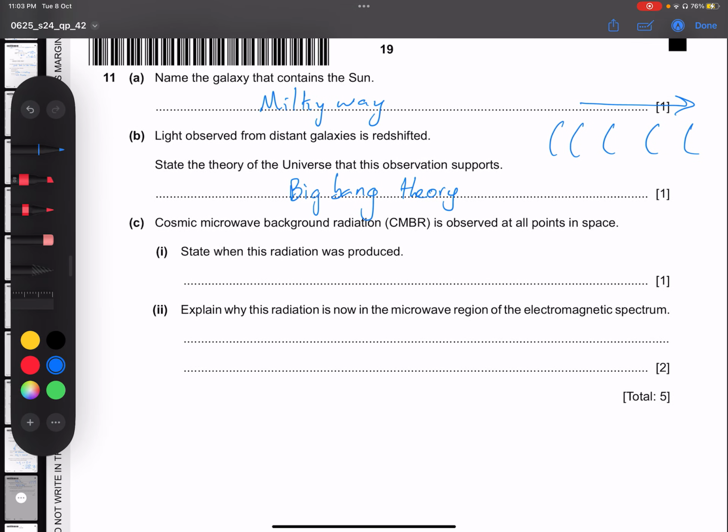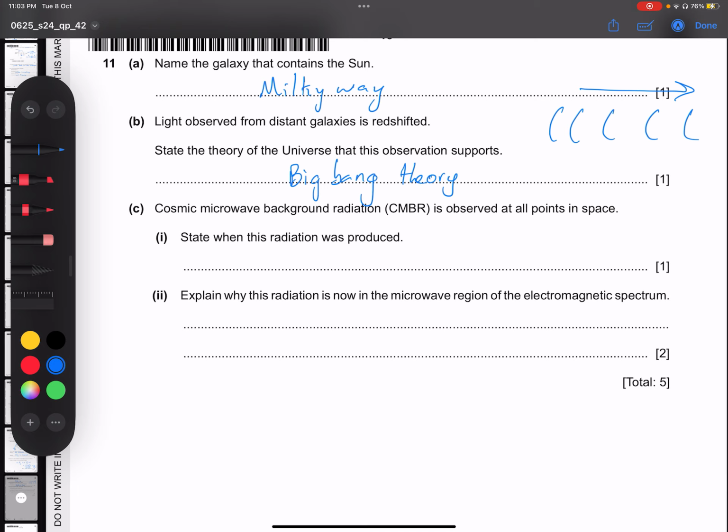Okay. Cosmic microwave background radiation is observed at all points in space. State when this radiation was produced. So it was produced shortly after the universe was formed. It's important to write shortly here, since it's not formed directly when the universe was formed. It is formed from the actual reactions that happened shortly after the universe was formed, where the hydrogen started reacting with each other, nuclear fusion and stuff like that.